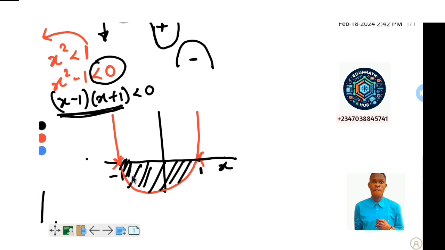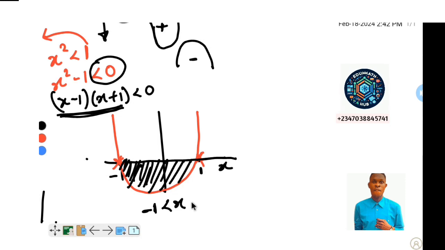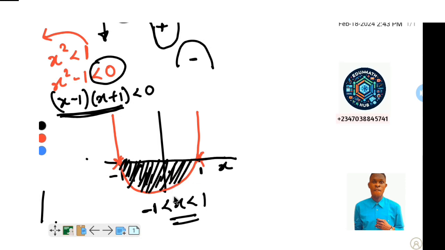So you can see that this part is kind of long. It's from -1 to 1. So the answer to this question will be -1 less than x less than 1. Straight up. So that's the region of the graph that will satisfy this equation. You can see that all the values of this equation at this point are negative because the graph is below this axis.